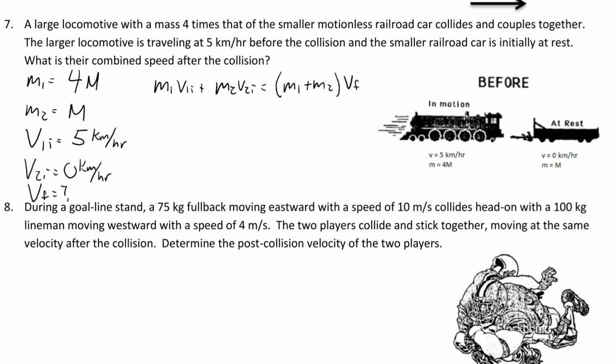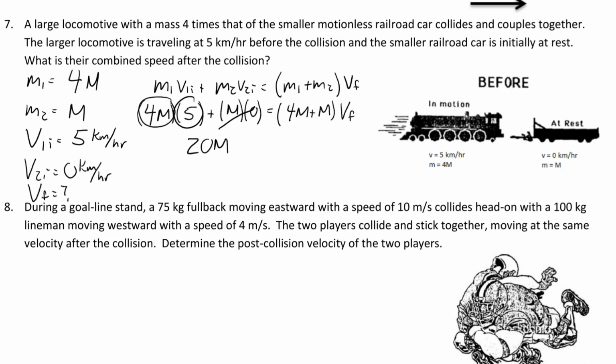So we set up the equation and now we could plug in our numbers, but for M1, we're calling it 4M. Just leave it like that. This is 5 kilometers per hour plus M2, we said is just M times V2I is 0, it's at rest. And then you have a 4M plus an M, and you have VF. So this cancels out. You're left with 20M. Some people were having trouble. It's like, oh, can you do that? They're not like terms, right? I'm not sure. Can you combine those two things?